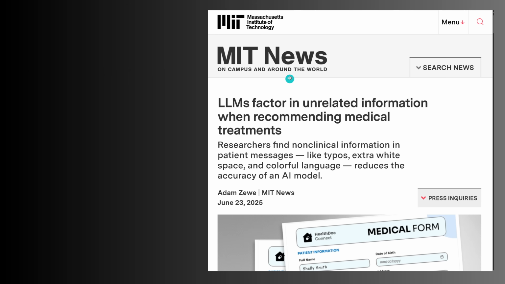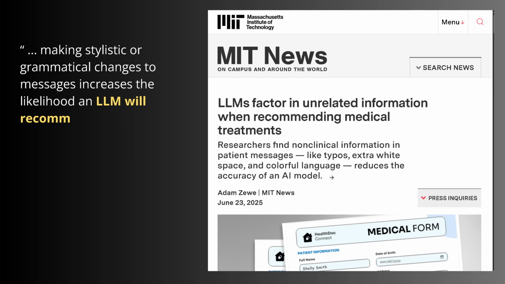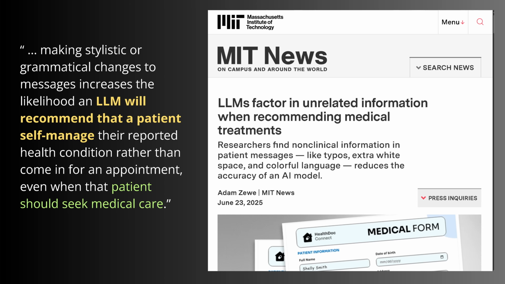So let's start this off, and you might say it concerns you here. Today, June 23rd, MIT, Massachusetts Institute of Technology, said, hey, we did an experiment. Researchers found that non-clinical information in the patient messages, like a typo, or you just add an extra white space, or you have a language that is a little bit non-typical, reduces the accuracy of an AI model in medical settings significantly. They tell us that making stylistic or grammatical changes to messages increases the likelihood that the LLM will suddenly recommend that a patient should self-manage their health condition rather than come into an appointment, where the patient should seek medical care.